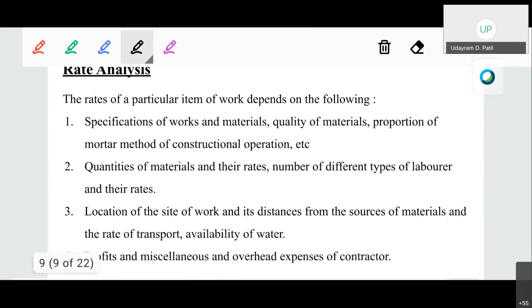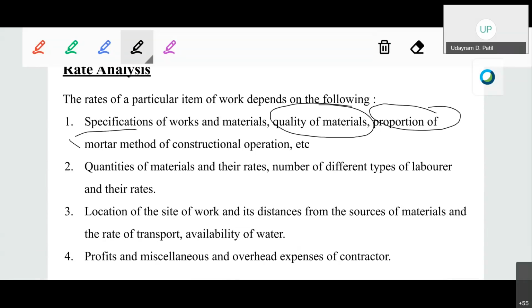Okay, then the quality of the material, as I said, first class brick, second class brick, third class brick. Okay, the proportion of the mortar. Obviously the proportion of the mortar will be there, whether I'm providing 1:3 proportion or 1:6 proportion or 1:4 proportion. Also the method of construction operation. Suppose I'm mixing the concrete, so the method should be specified, whether by mechanical means or manual means. Okay, so that should be given.